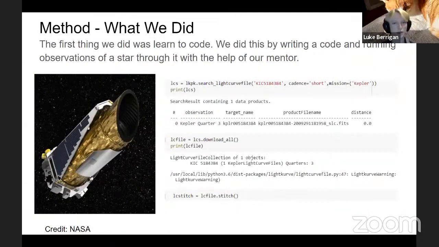So, the method is what we did. The first thing we had to do is we had to learn how to code. Basically, the first part of our code was to actually download the observations from the Kepler Space Telescope, which you can see in the bottom left-hand corner. On the right is just a little kind of snippet of the code that was used. It was a little bit longer than that, but we couldn't really fit it all in one page. Once we had the images downloaded, we ran it through the next part of the code, which is on the next slide.